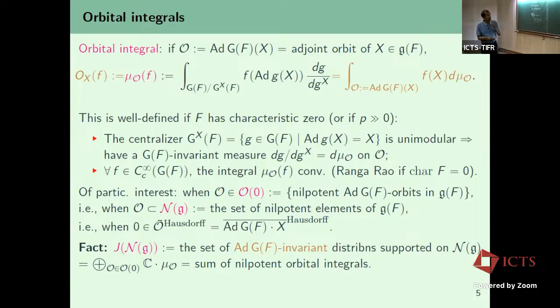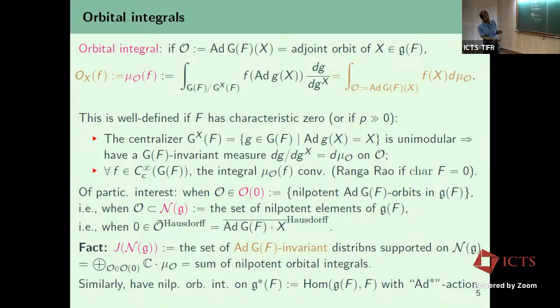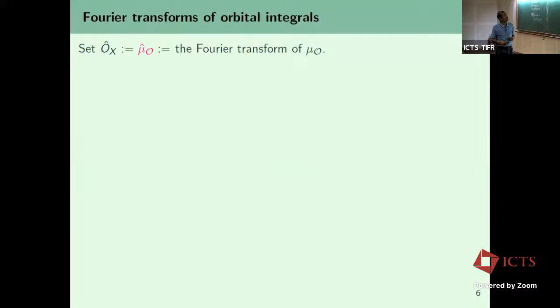Now these are not exactly what we are interested in, but what we are interested in are the dual Lie algebra versions of these. But then you can think of G of F as G star of F for the purposes of this talk. So we are really interested in nilpotent orbital integrals on G star of F defined exactly similarly with an Ad star action. So I'll write O of 0 star for those nilpotent orbits, the collection of nilpotent orbits. Any question? Okay, so now we have defined Fourier transforms and nilpotent orbits. So we can talk about Fourier transforms of nilpotent orbital integrals.